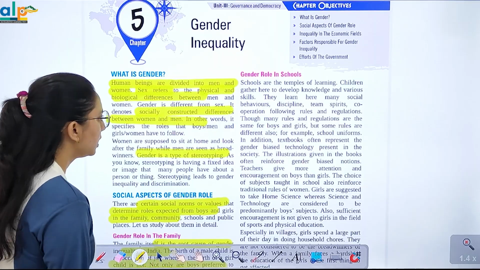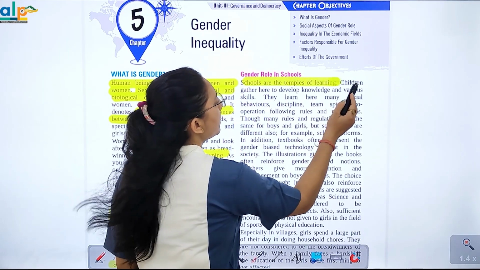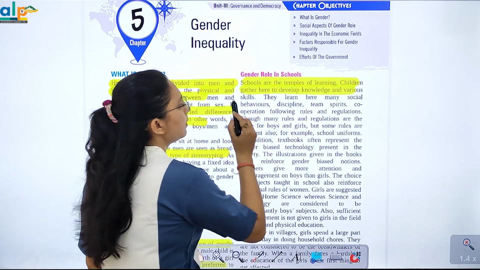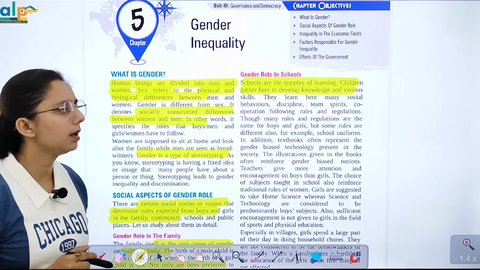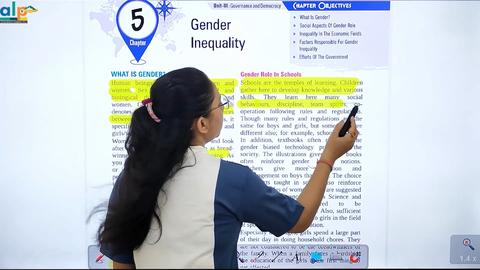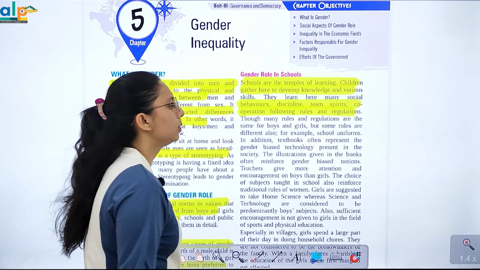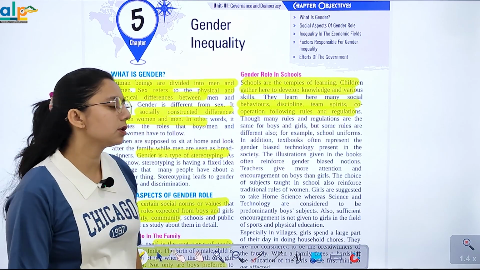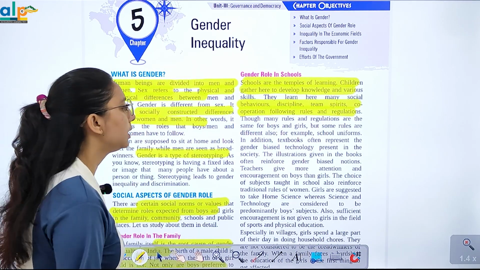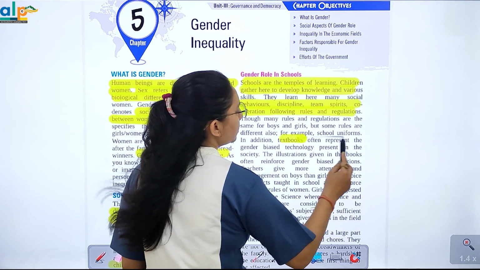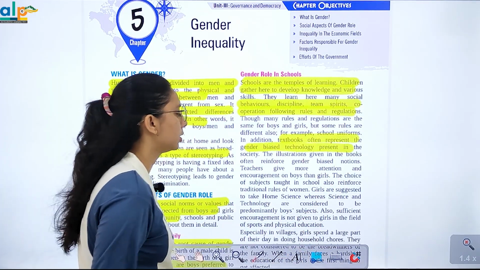Now gender role in schools. So schools are the temples of learning. Children gather here to develop knowledge and various skills. They learn here many social behaviors, discipline, team spirit, cooperation and following rules and regulations. For example, this is the school uniform. Right, but some rules are different, and in addition, textbooks are often referred to as gender-biased.